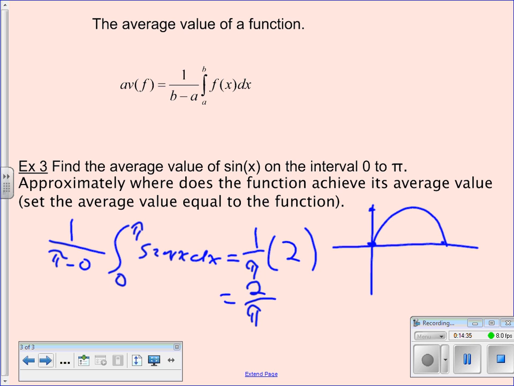Is a decimal okay? Depends upon where it is. On the AP exam, this would most likely be a non-calculator question, but it could be a calculator question. If it's a calculator question and not multiple choice, they would accept either 2 over pi or the decimal.